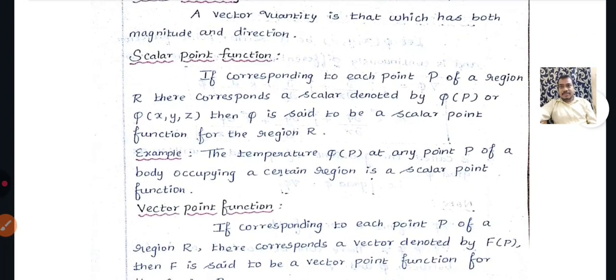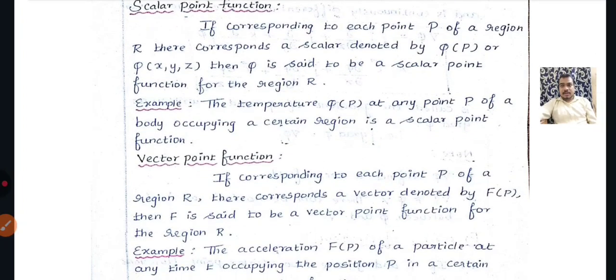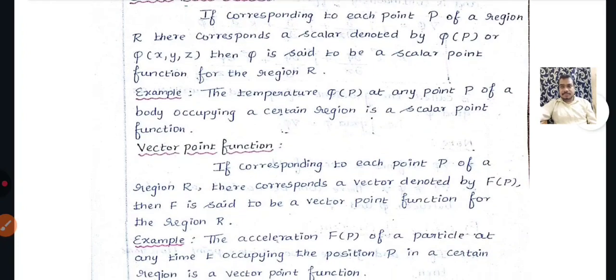The next definition is scalar point function. If to a corresponding point P there corresponds a scalar, denoted by pi, so the corresponding point is denoted as P. Therefore pi of P is said to be a scalar point function. For example, the temperature at any point occupying a certain region is a scalar point function.